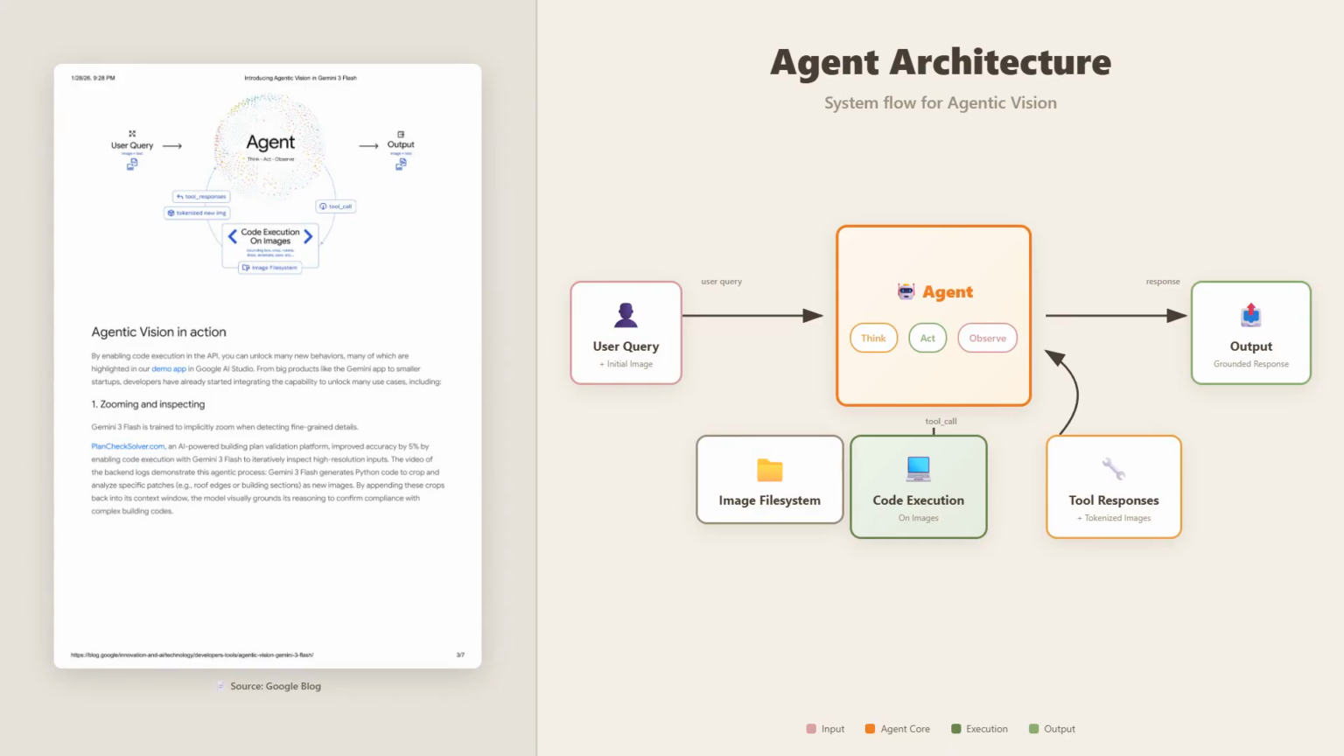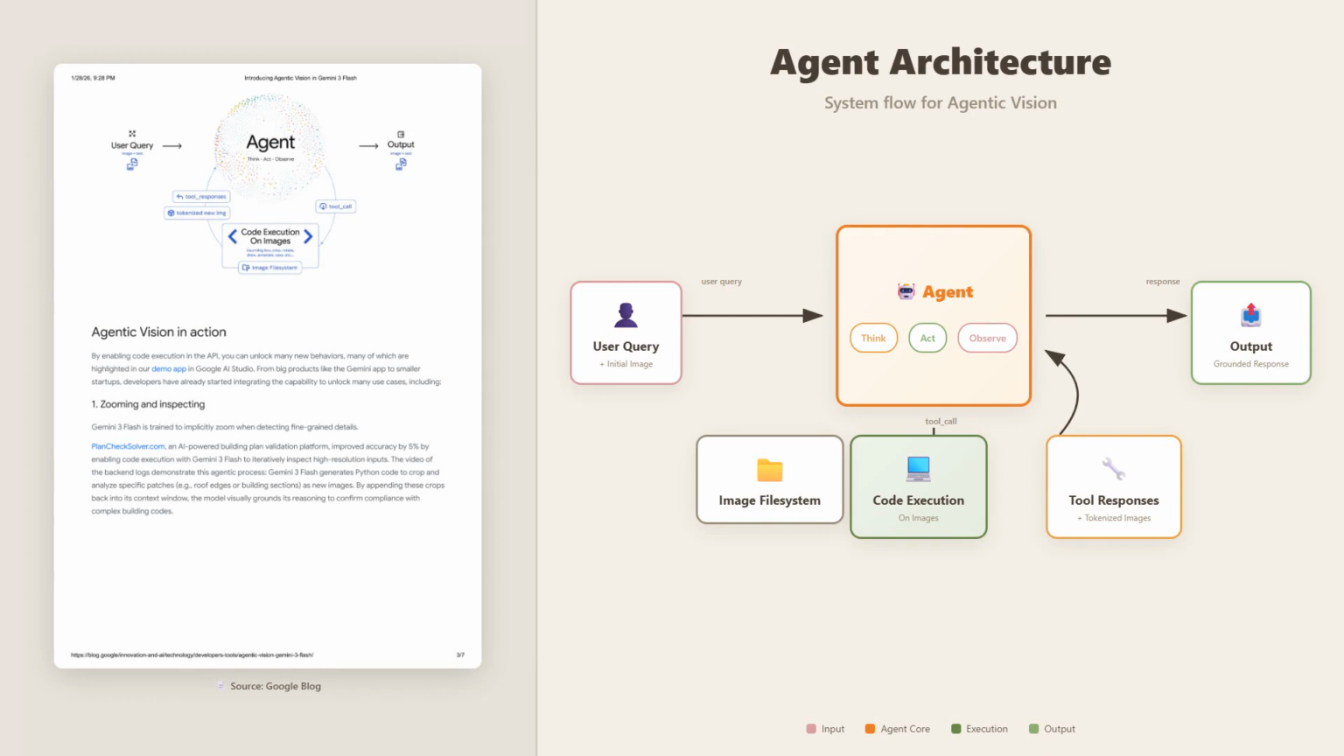When the model needs to manipulate an image, it generates a tool call that triggers Python code execution. This code operates on images stored in an image file system, allowing for persistent manipulation across multiple iterations. Once code execution completes, tool responses containing the transformed images flow back to the agent. The observe phase processes these results, and the loop may repeat if more investigation is needed. Finally, when the agent has gathered enough information, it generates a grounded response that flows to the output.